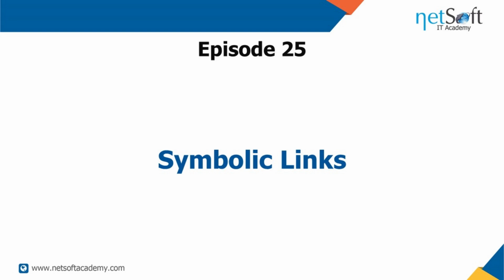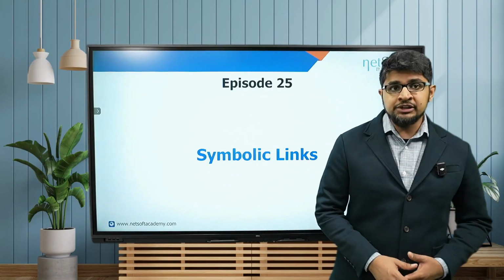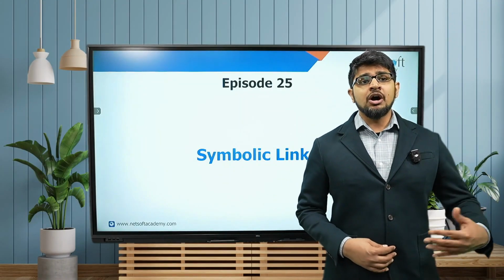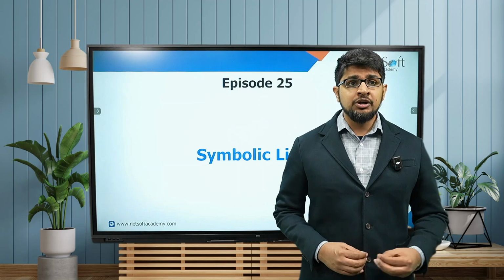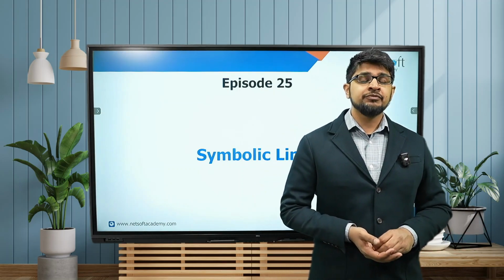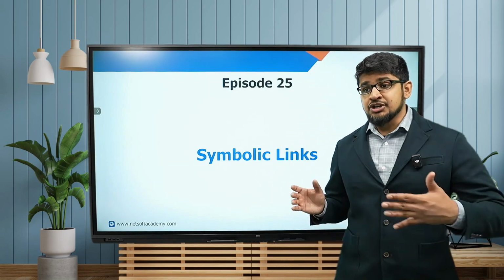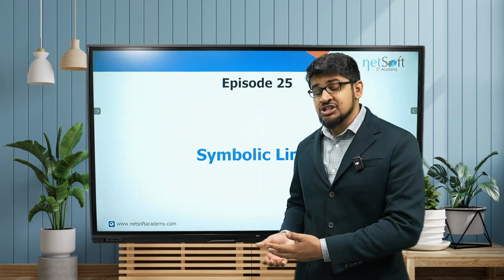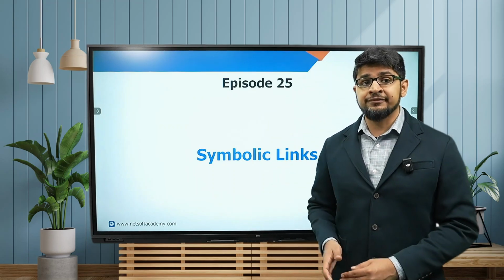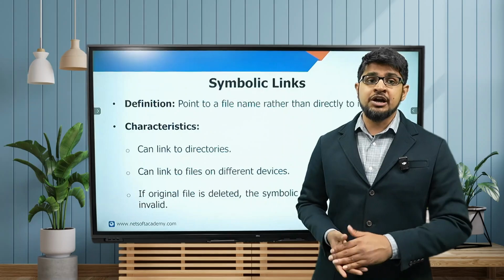Hi, in this episode, we're going to talk about symbolic links. Now, symbolic links, very much like hard links, are a way to get access to a file through multiple different file names or directory links. However, the one difference with symbolic links is that it doesn't point directly to the same inode as its linked file. It, in fact, points to a file name rather than directly to the inode.